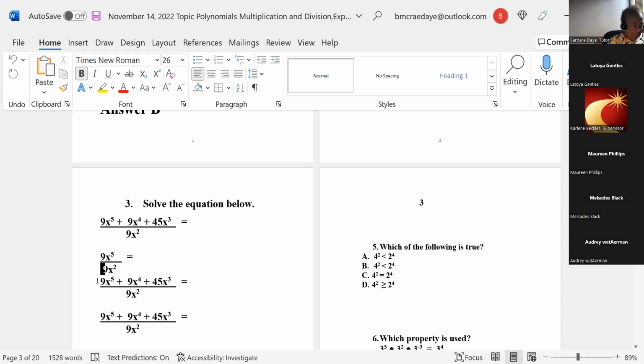Let's take the next one. That'll be 9x to the 4th divided by 9x to the 2nd. So let's just take that out. I'm making them all monomials. So we're breaking up the polynomial into its monomials and dividing by a monomial. And then the last one is the 45x to the 3rd.